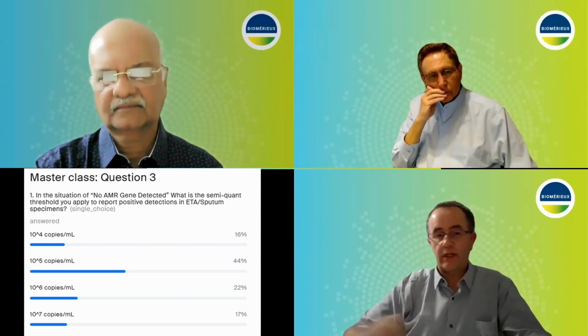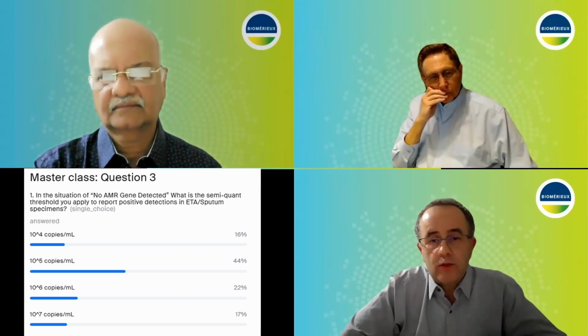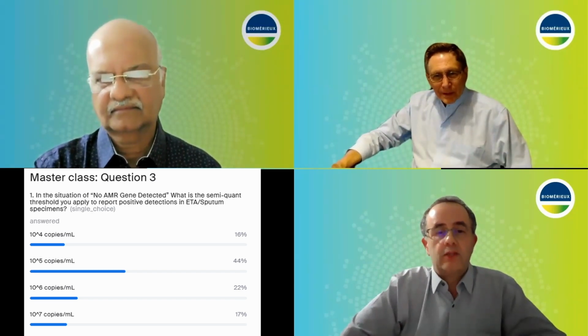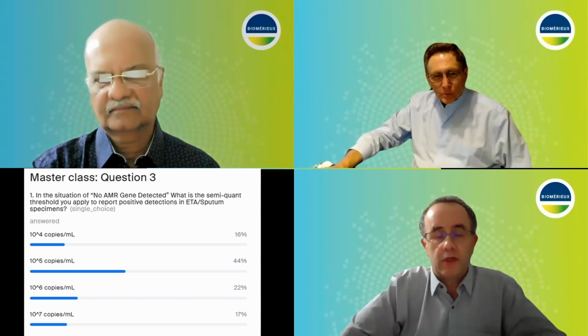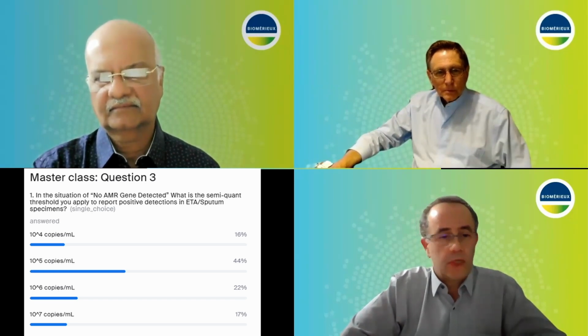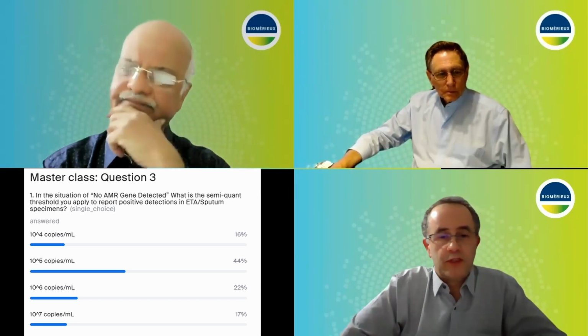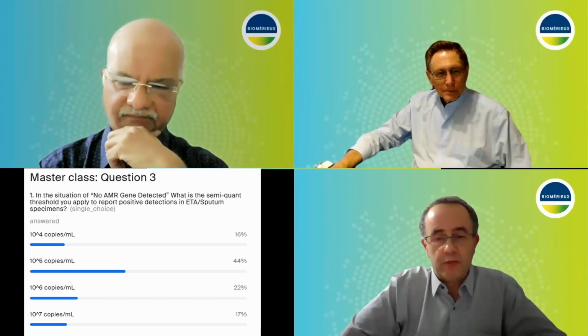Okay, so we already have the result. The majority of the people chose 10 to the 5 copies per ml as the semi-quantitative threshold for ETA and sputum. What do you think, Dr. Soman or Professor Septimus, of the choice of the audience?